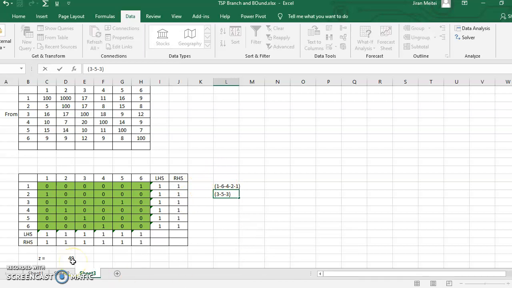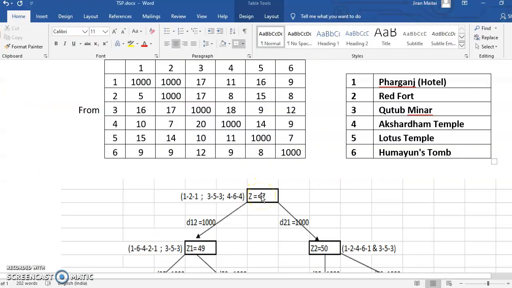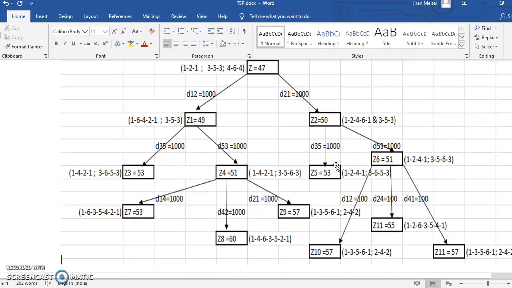And the value of Z is 49, which is greater than the lower bound that we defined over here. So these are the subtours. This is the new value of Z for this subproblem. And similarly, for this subproblem, instead of 5 over here, you replace it by 1000 and solve it, and check whether we have a complete tour or not. Now, in both cases we are not having a complete tour, hence this cannot be a solution to the traveling salesman problem.